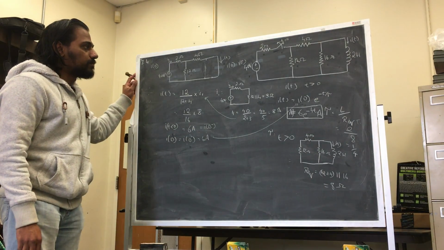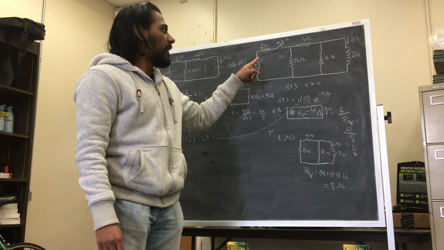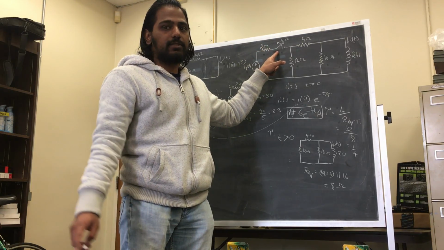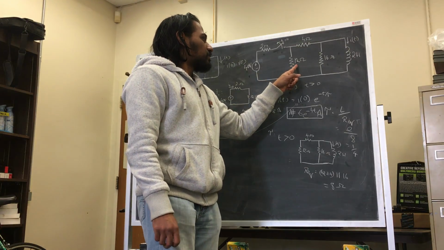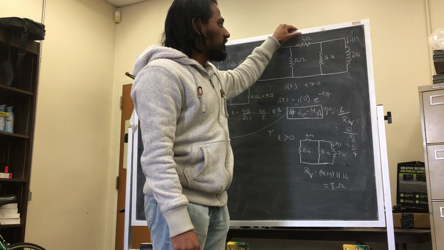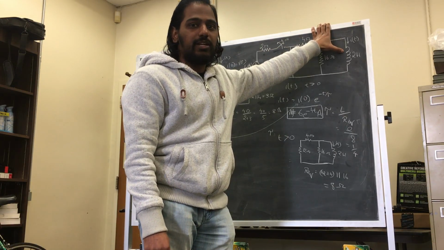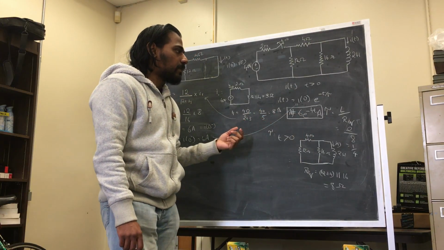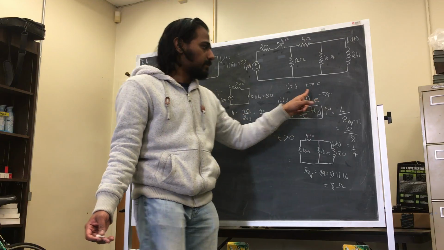Question 7.4: you have a voltage source of 40 volts and a resistance of 2 ohms, and a switch that opens at t equal to 0, a 12 ohm resistor, a 4 ohm resistor, a 16 ohm resistor, and a 2 henry inductor. The current i(t) flows through the inductor. You have to find i(t) when t is greater than 0.